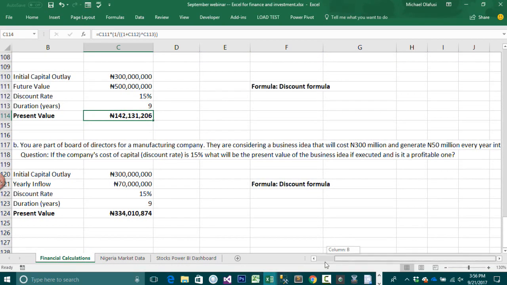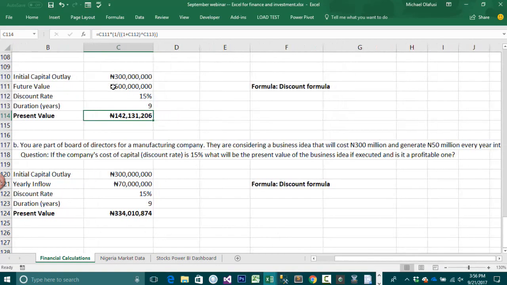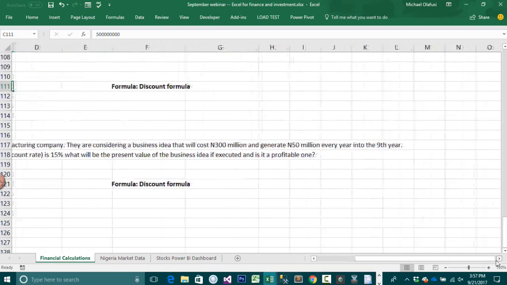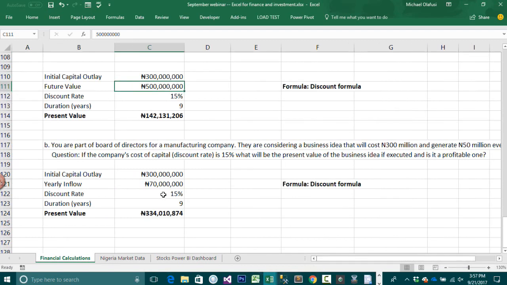what if we change the whole situation? Let's say this business is not just going to give you 500 million after 9 years. It's going to be giving you an annual cash flow. So this business is going to be giving you 50 million naira every year. So how are you going to calculate whether it's worth it or not? It's going to be the same scenario, but now it will be generating 50 million naira every year. So in this case, it's a little different, right? So let's calculate how it will work.